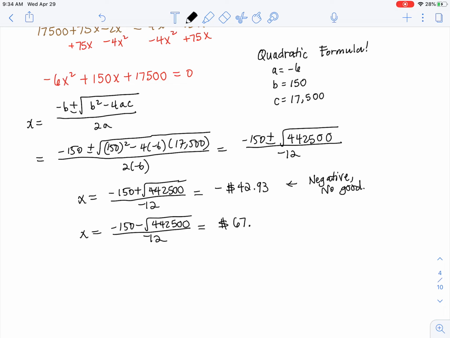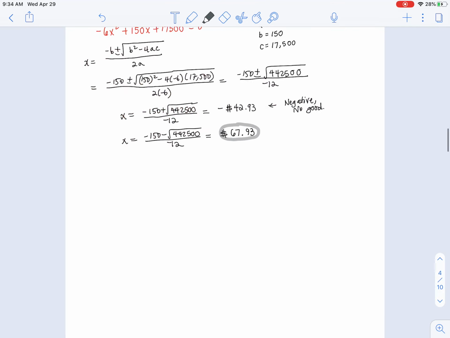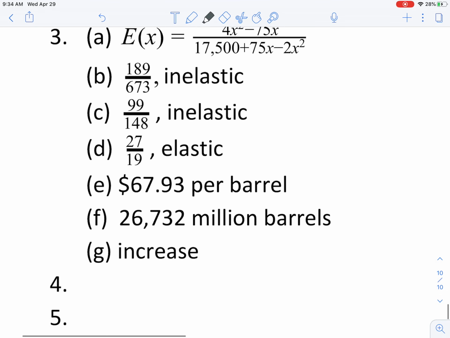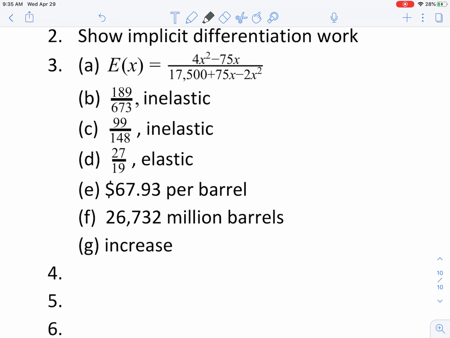I changed that to that. Okay, so I got $67.93. And this is positive. This must be it. Now, let me see if this matches the answer key that I typed up one midnight. $67.93 per barrel. Yes, that's it. So that's how you get the answer for E.